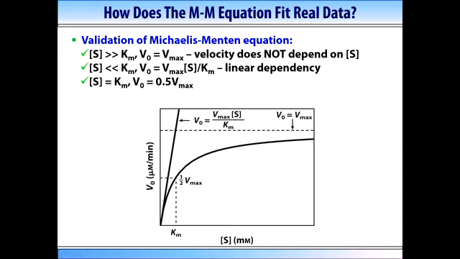The most interesting case is when the concentration equals this arbitrary parameter called Km, or the Michaelis constant. When S equals Km, then the velocity equals half of the maximum velocity. That's the definition of the Michaelis constant. Again, the Michaelis constant is the concentration of the substrate at which the reaction rate reaches half of the maximum.